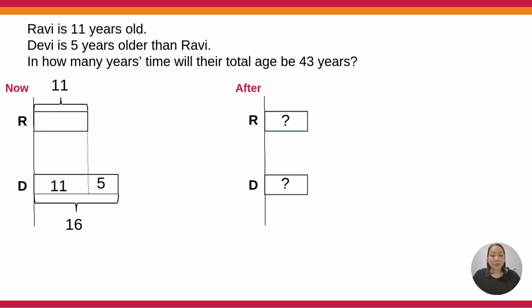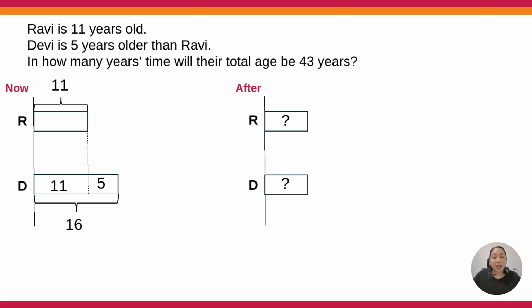The question for this word problem is, in how many years' time will their total age be 43 years? Here we can see that we're not just talking about the current ages of Ravi and Devi, but we are also talking about their ages in blank years' time. So we need to use the before and after model here. We have already drawn our before model, which I labeled now because those represent the current ages of Ravi and Devi. So let's now draw the after model.